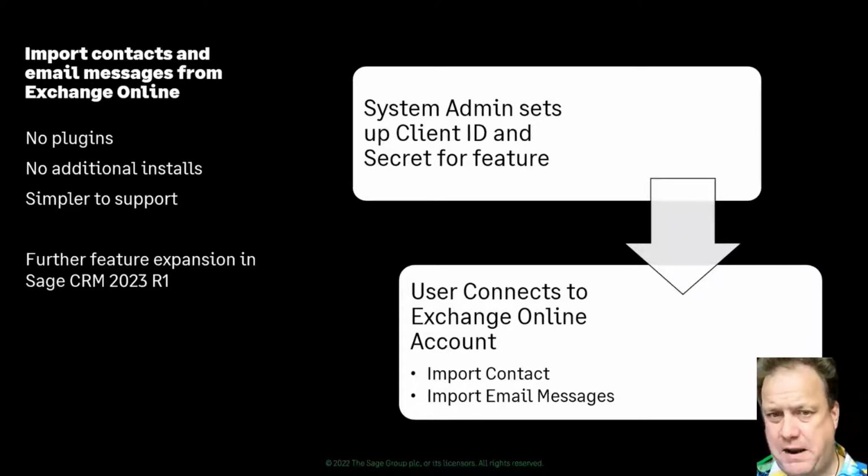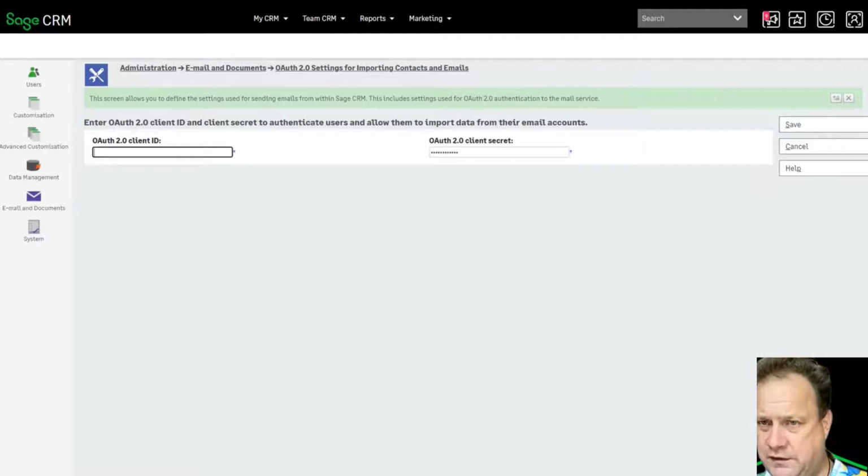There's going to be further expansion of this in 2023 R1, but it does require quite a bit of work right now from system administrators in order to set this up, because a system administrator will need to set up the client ID and the feature for Sage CRM as their instance of Sage CRM as an application that has permission to use OAuth 2. And it is only applicable for Exchange Online, and we'll explain now how that's done.